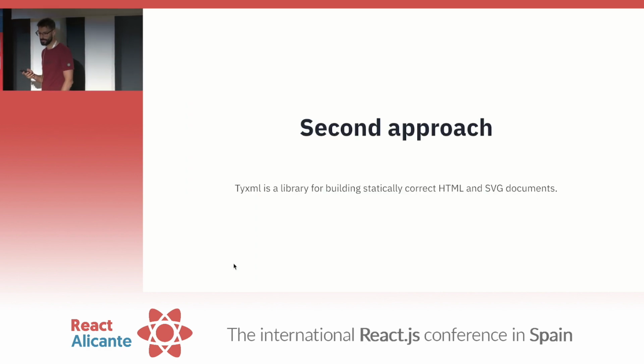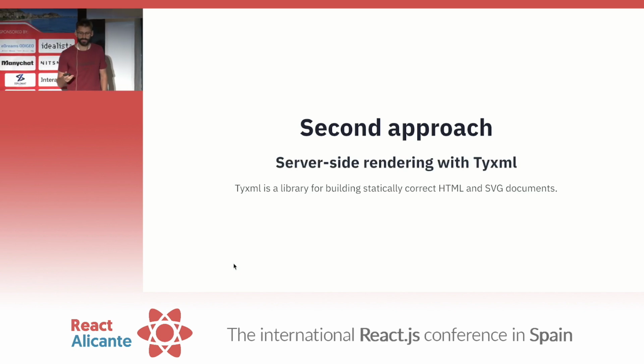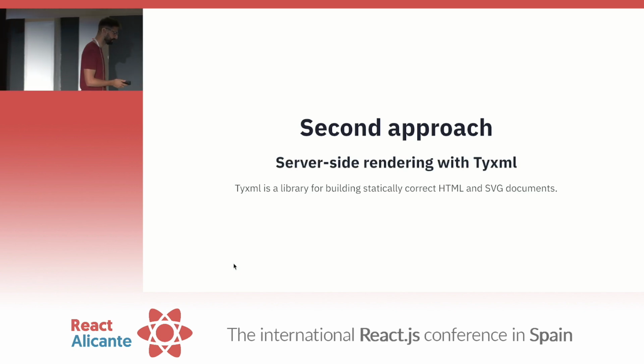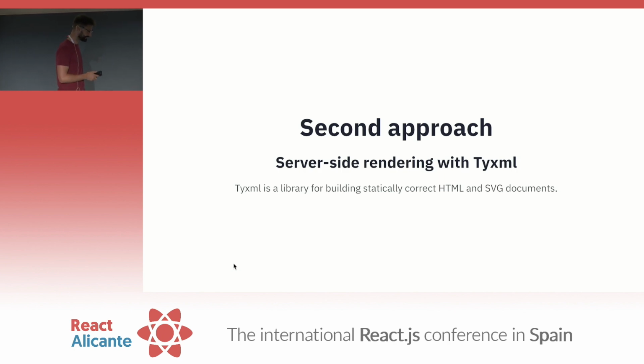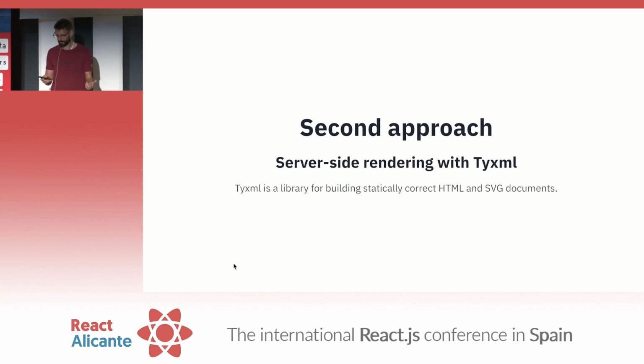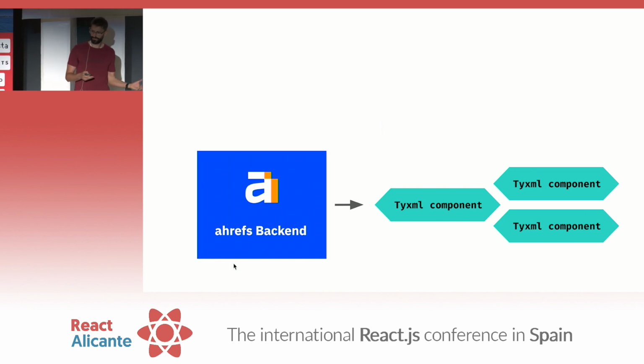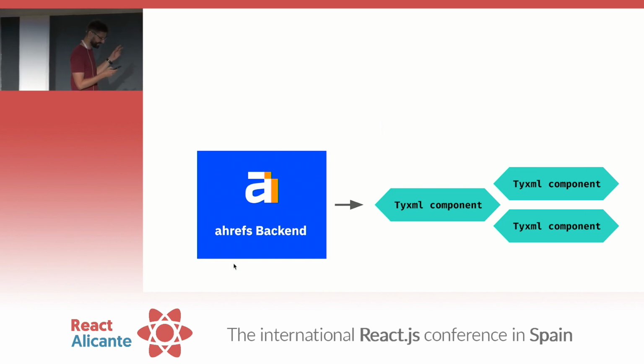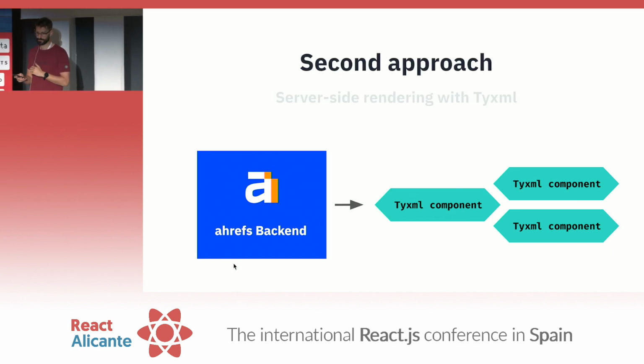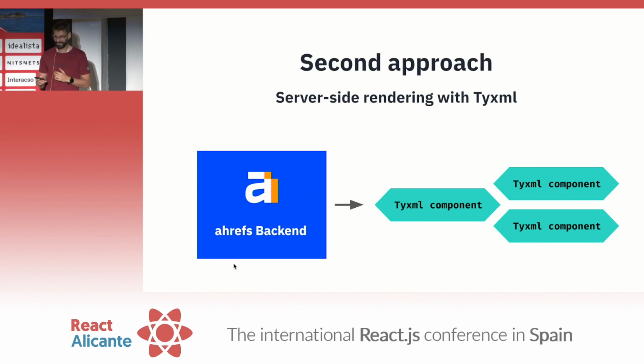The other approach was server-side rendering with TXML. TXML is a library from OCaml, from Reason, that lets you safely create these components on the server, right? And that was fine. We deployed one of the versions, so the backend would return these TXML components. You can think of them as React components, not really, but as React components. And the first load will be instant, right? That's the second approach.